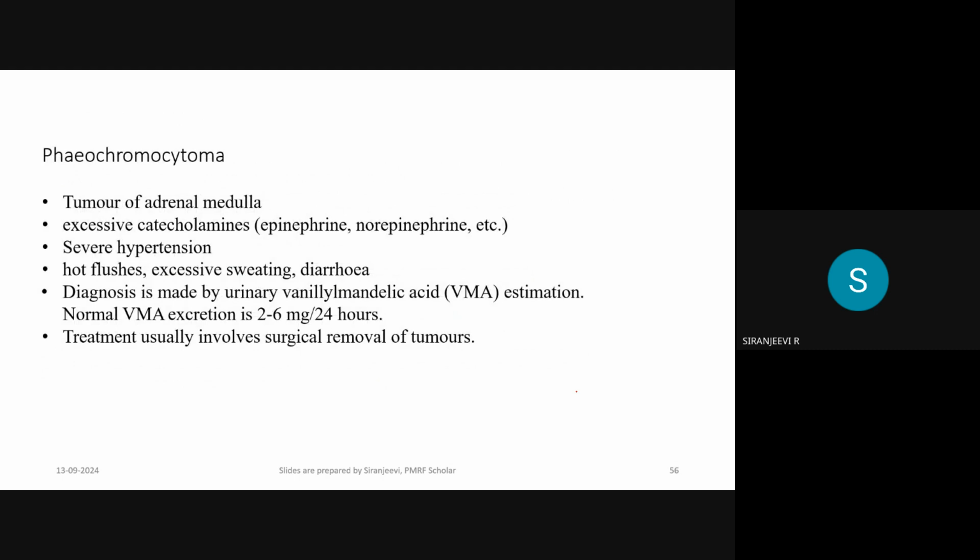And the next disease is pheochromocytoma, which is usually seen in the case of a tumor of the adrenal medulla that leads to excessive catecholamine synthesis, for example epinephrine and norepinephrine, and that leads to severe hypertension, hot flushes, excessive sweating and diarrhea. The diagnosis is usually made by urinary vanillyl mandelic acid, that is VMA, estimation. Normal urine contains 2 to 6 mg per 24 hours excretion, whereas in the case of this tumor, more VMA will be secreted. And the treatment usually involves surgical removal of the tumor.